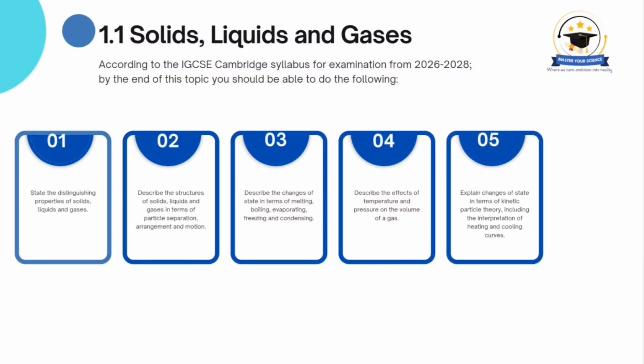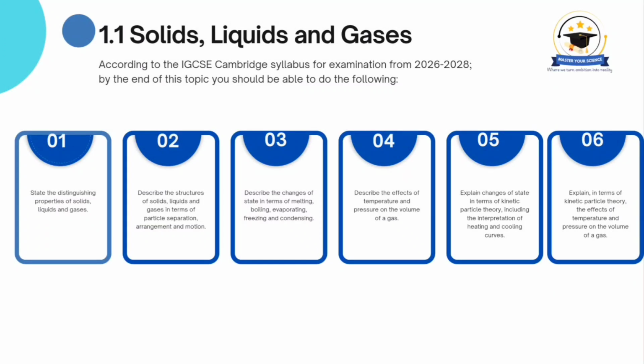Number 5, explain the changes of state in terms of kinetic particle theory, including the interpretation of heating and cooling curves. Number 6, explain in terms of kinetic particle theory the effects of temperature and pressure on the volume of a gas.